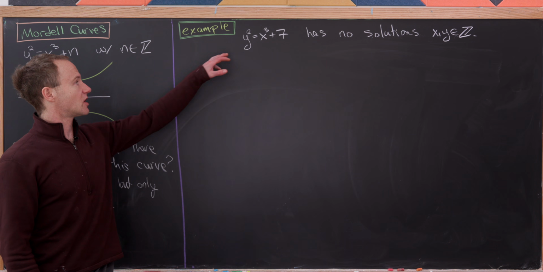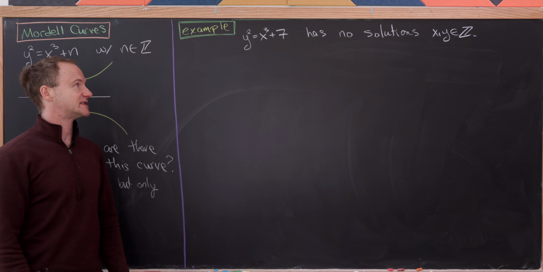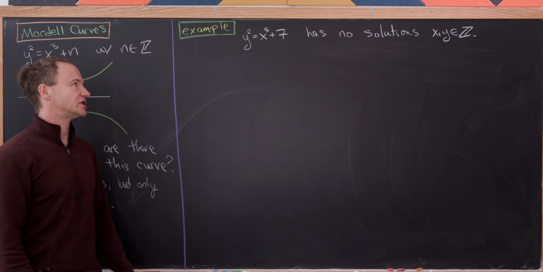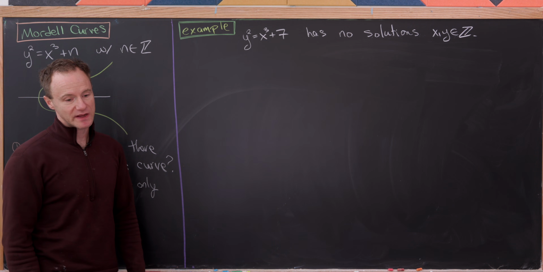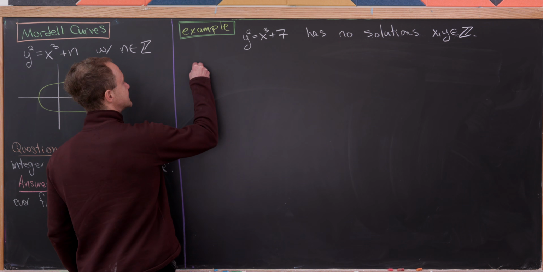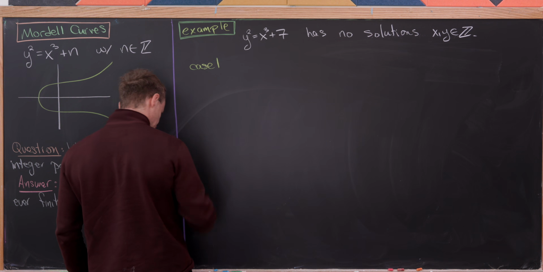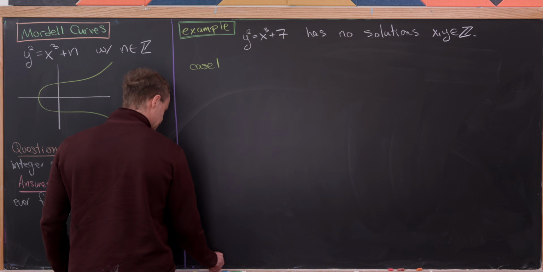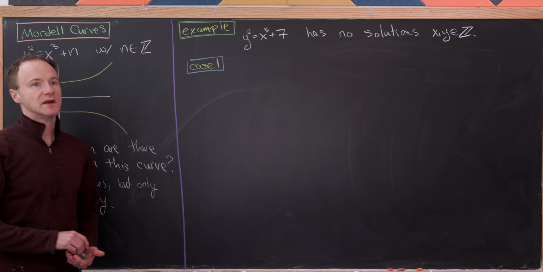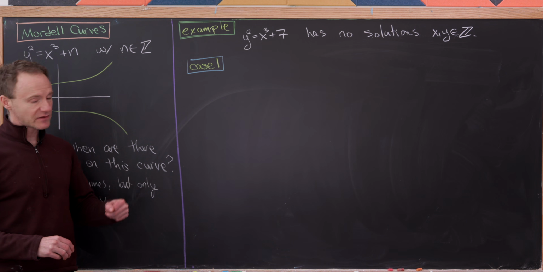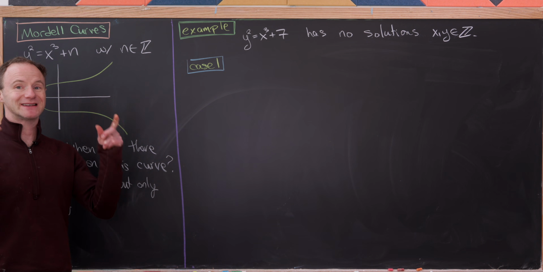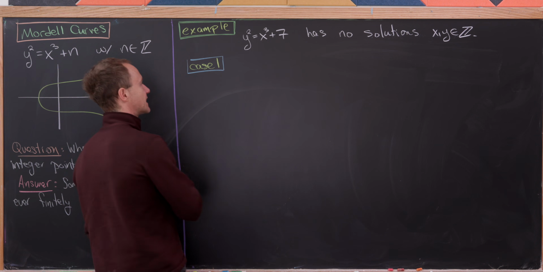So let's start with the case when n is equal to 7, and we'll show that the curve y squared equals x cubed plus 7 has no integer solutions. And the idea here is to break this into three cases. These cases will be based around having even values of x or odd values of x. But we'll look at two different types of odd values of x.